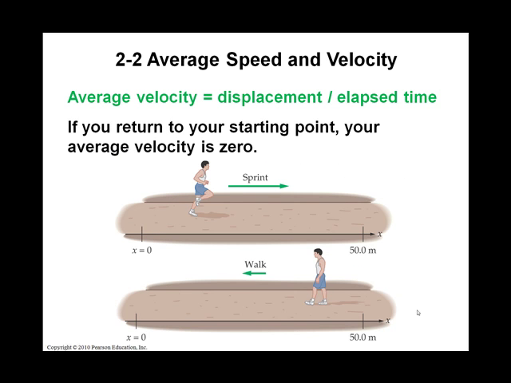Average velocity is a little bit different. It's a vector quantity, and it does have to do with the change in position, not the distance. So it would be your displacement over your elapsed time. So imagine this runner is running from the 0 mark, 50 meters, and then back. The total distance that he traveled would be 50 plus 50, or 100 meters, but his total displacement would be 0. So he has a different average velocity than he would have an average speed.